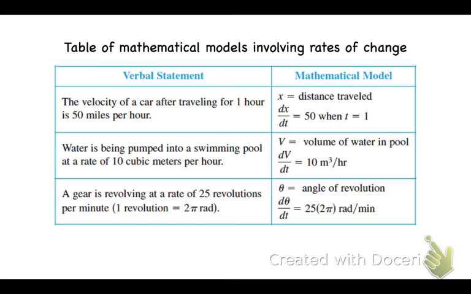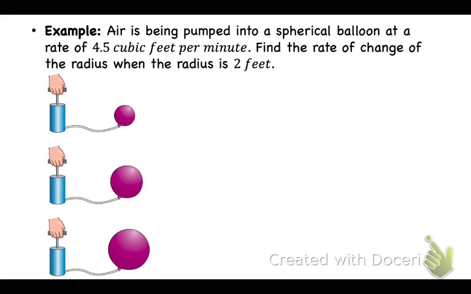A gear is revolving at a rate of 25 revolutions per minute. 1 revolution equals 2 pi r. Yes? 1 circle is 2 pi, 2 pi radian, excuse me. So theta is the angle of revolution, and dθ/dt is 25 times 2 pi radian per minute. So where'd 25 come from? Revolutions. Right, the revolutions per minute. So it's picking apart those. Those are just examples of some things that could occur.